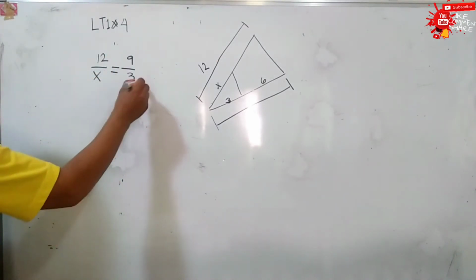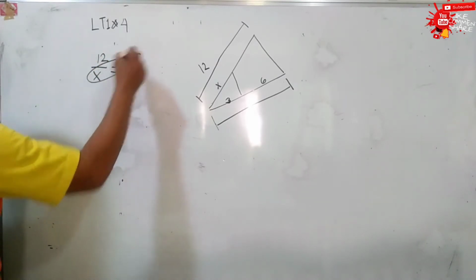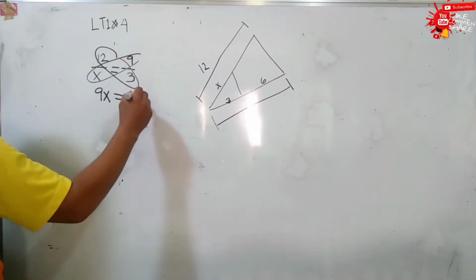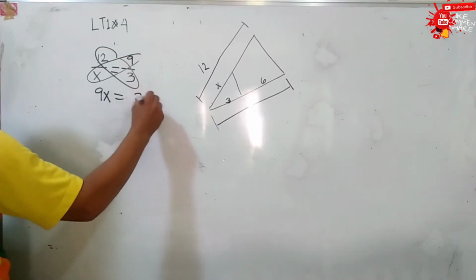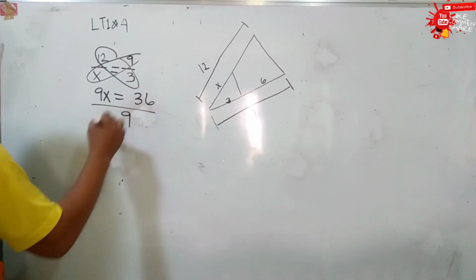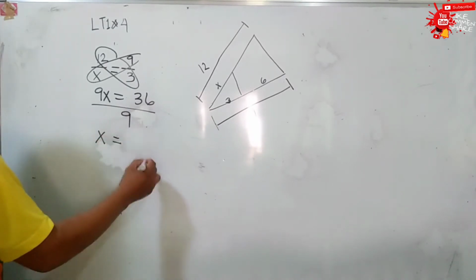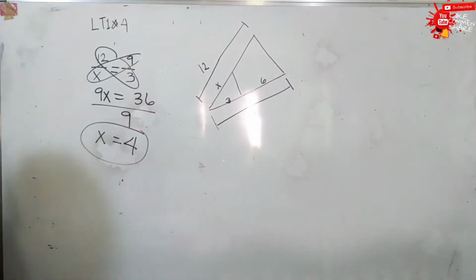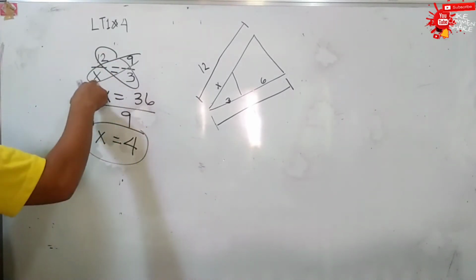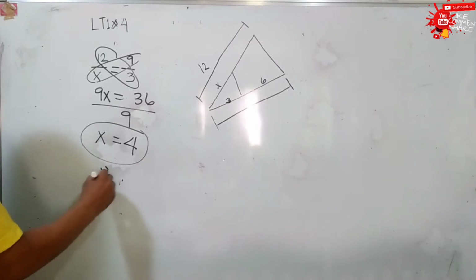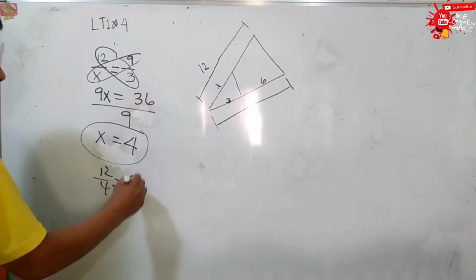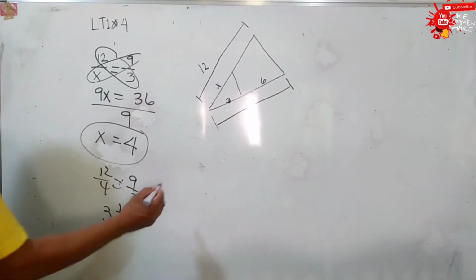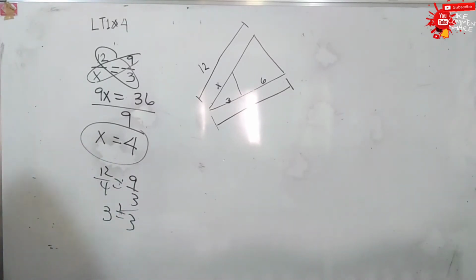Okay? 3 times 12 or 9 times x is 9x. 12 times 3 is 36. Then, divided by 9, x equals to 4. Okay? So, by checking, kuha na agad yan. Kasi 12 divided by 4 and 9 divided by 3. So, 3 equals to 3. So, ganyan lang number 4. Napakadali lang.